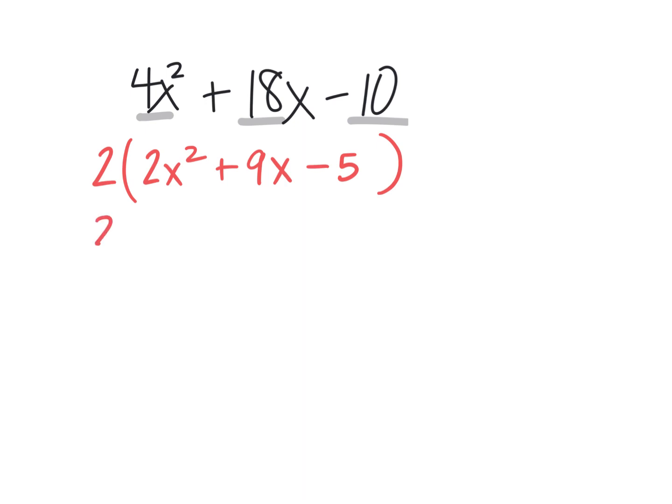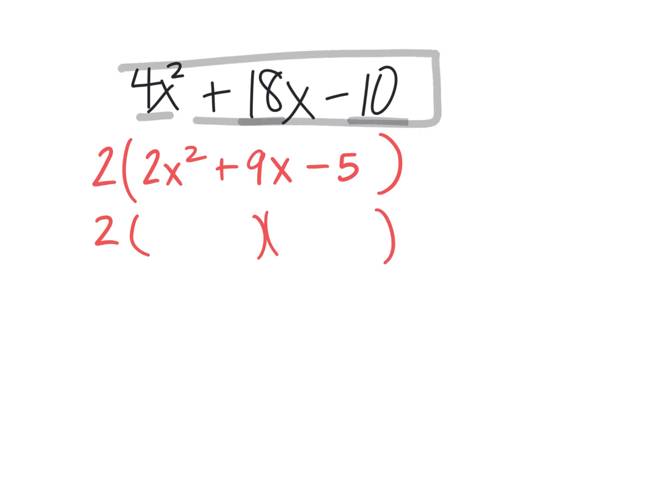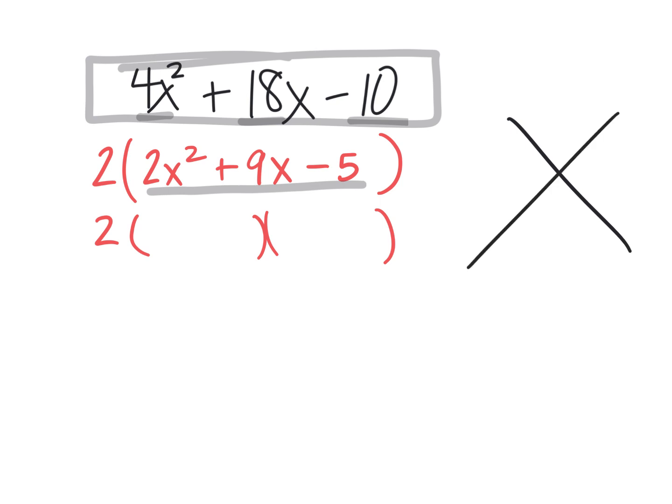Now, I'm still going to keep my 2, but I basically want to figure out 2 times something gives me this 4x squared plus 18x minus 10. So now I'm only really going to use this trinomial on the inside, but I'm going to keep the 2 over there. So I'm going to draw my little diamond problem. I need it to add to 9x, and then it needs to multiply to 2 times negative 5, which is negative 10x squared.